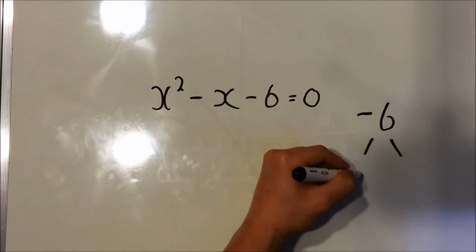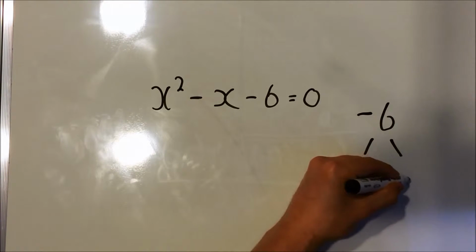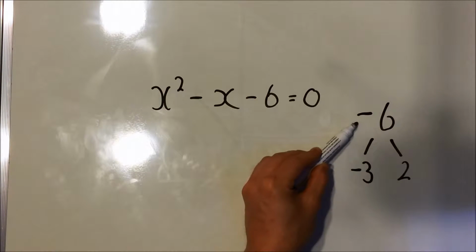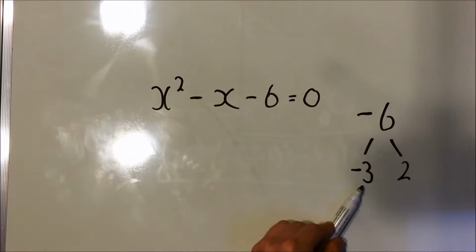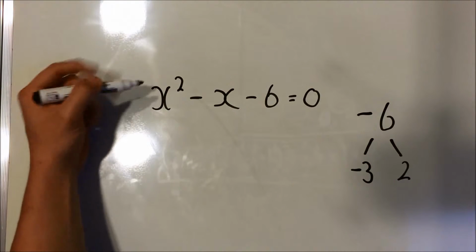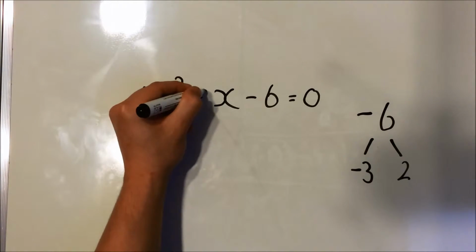The two numbers in this case are minus 3 and 2. If you multiply minus 3 and 2, you get minus 6. If you add them together, minus 3 plus 2, you get minus 1. I'll put a little 1 in front of these so you know where I'm coming from.